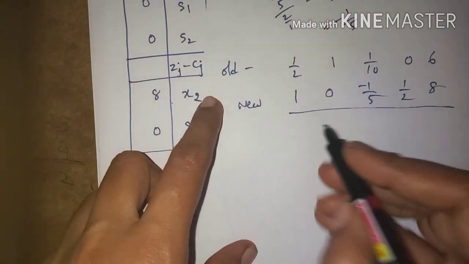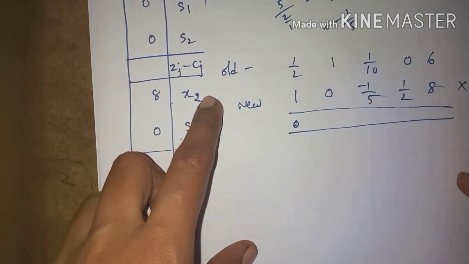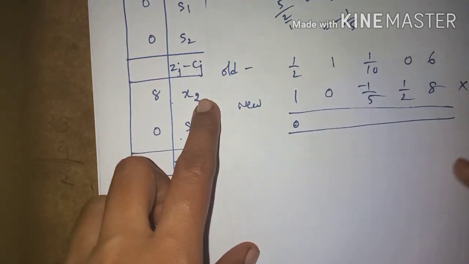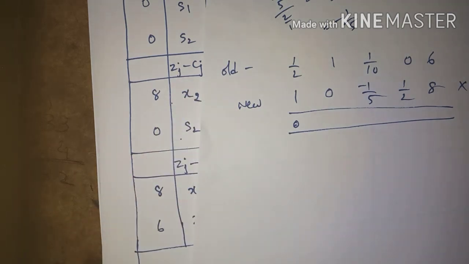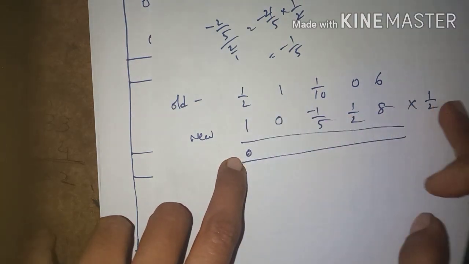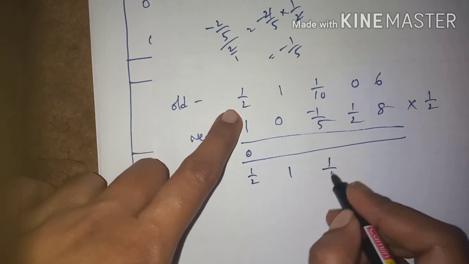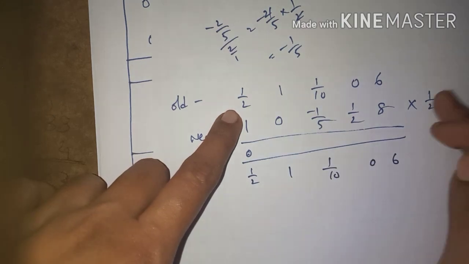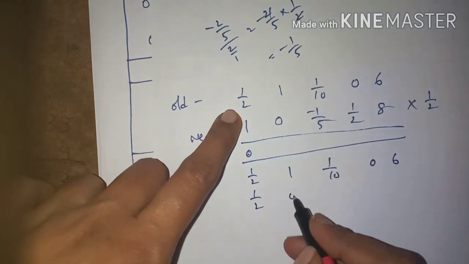In the first place, here we have to get 0. To get 0 here, we multiply the new row with 1 by 2. The old row as it is, I will write 1 by 2, 1, 1 by 10, 0, 6. 1 by 2 into 1 is 1 by 2. 1 by 2 into 0 is 0.